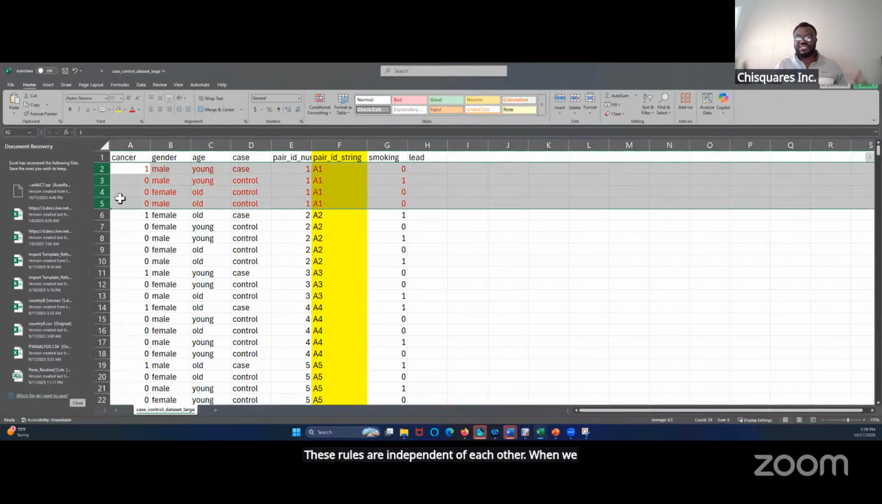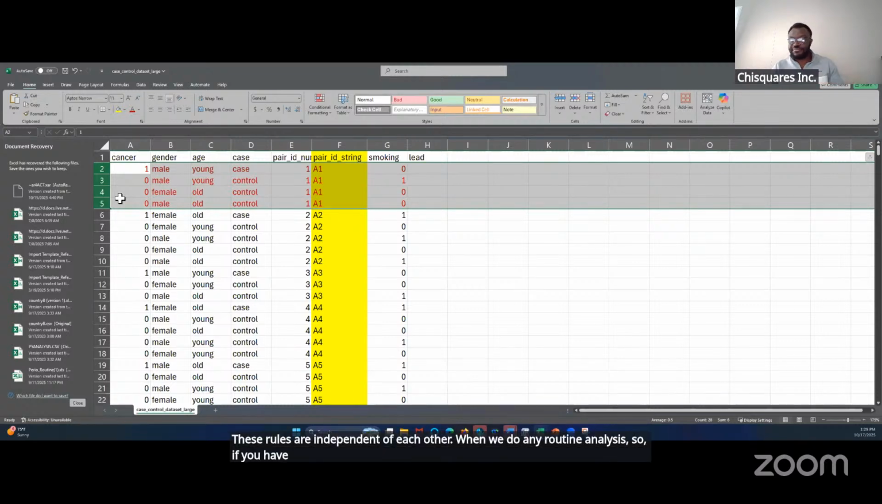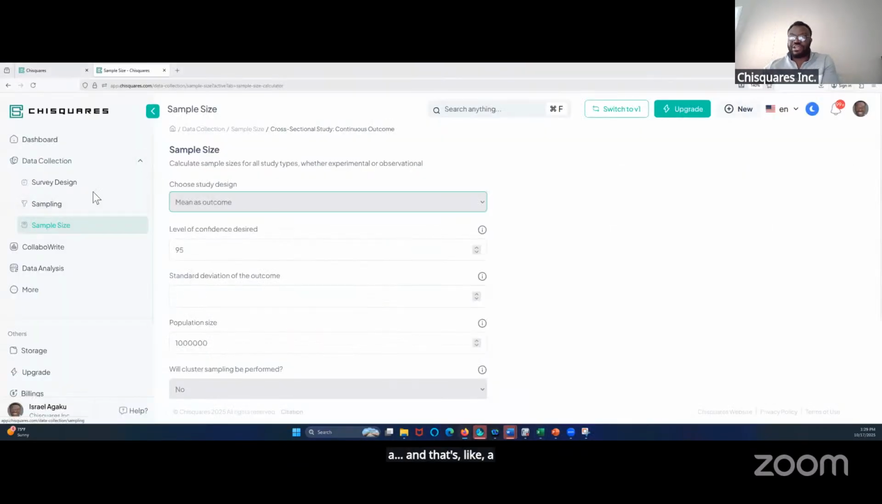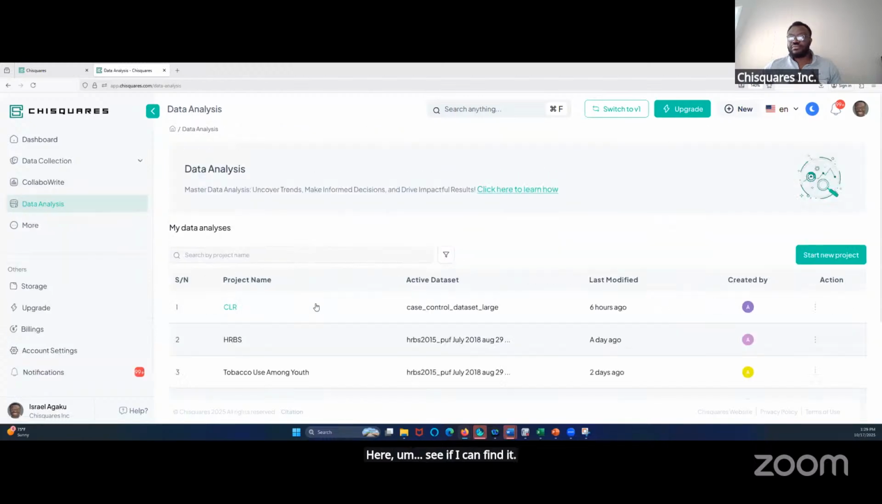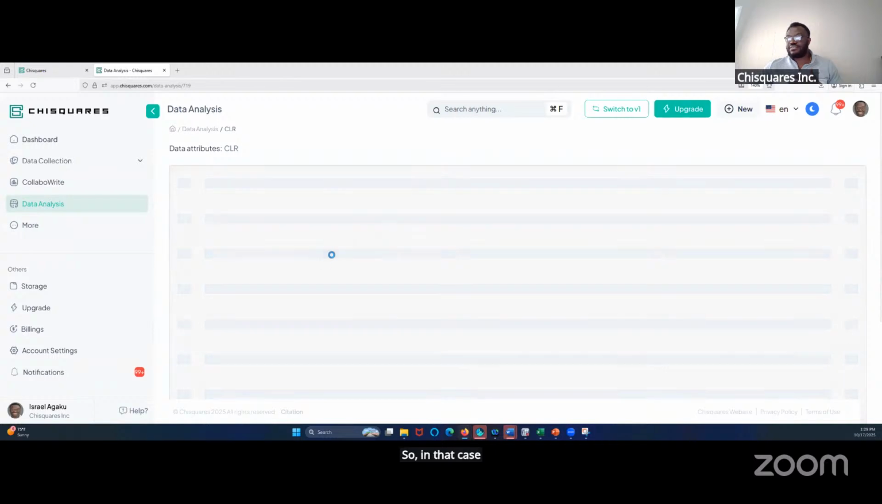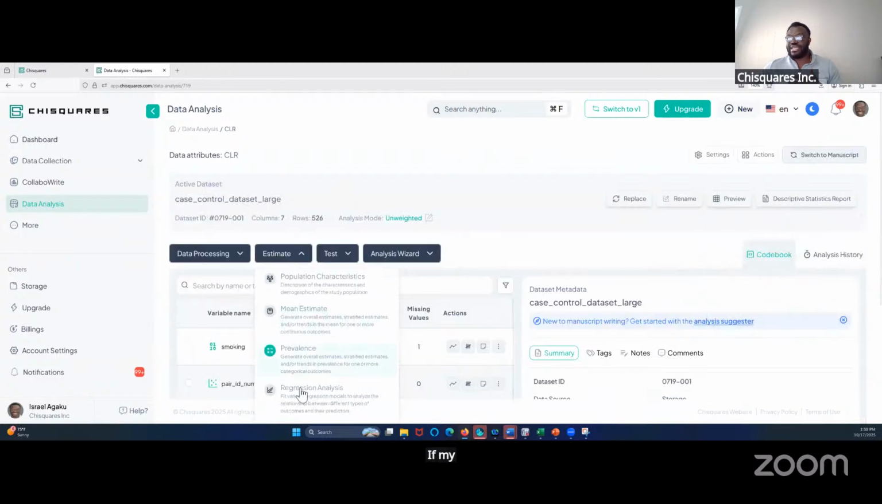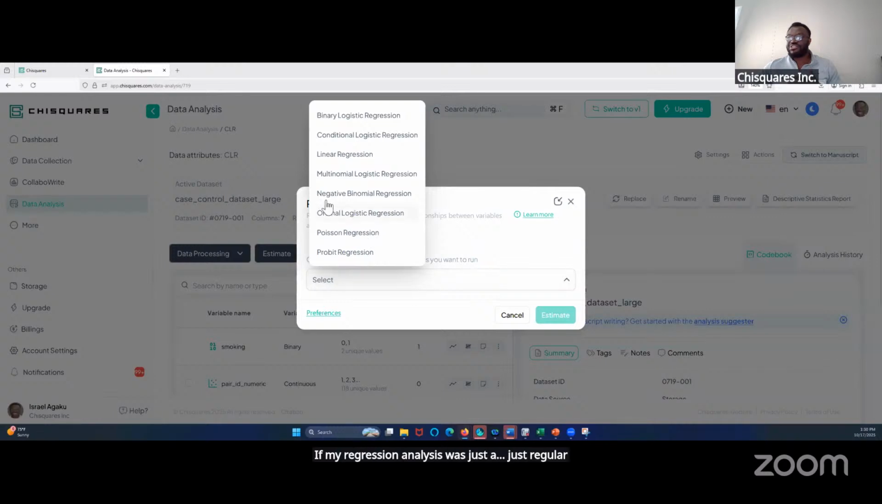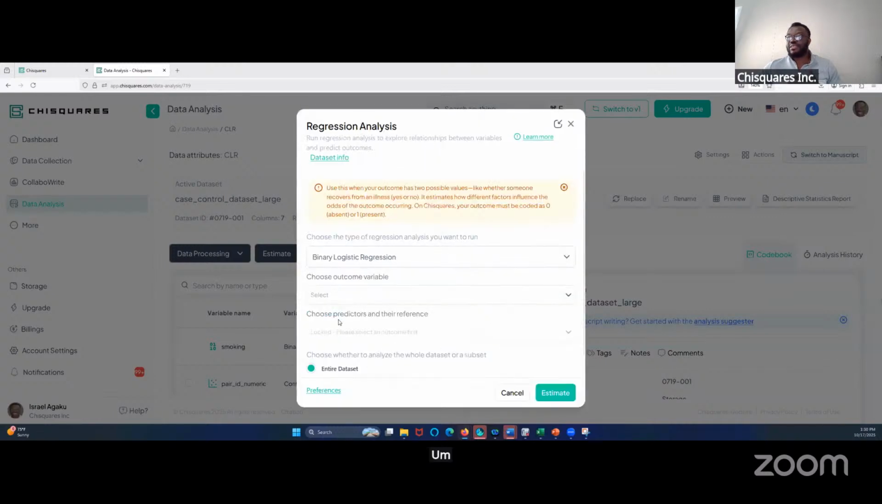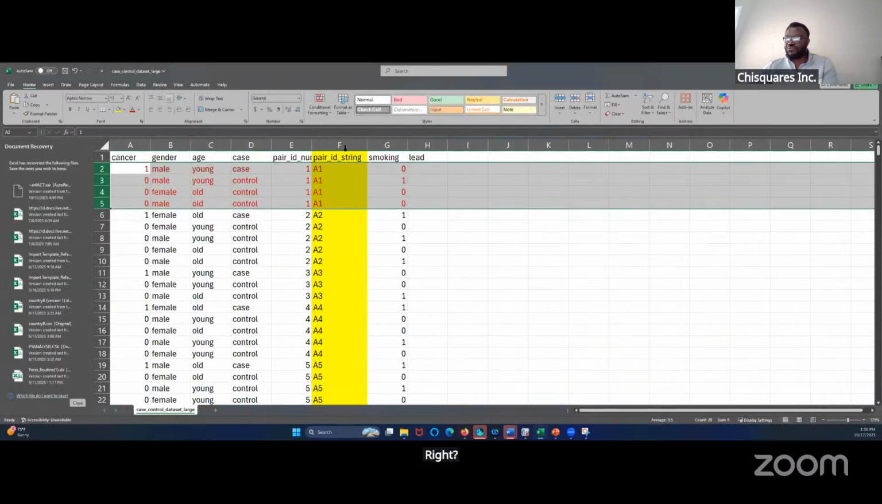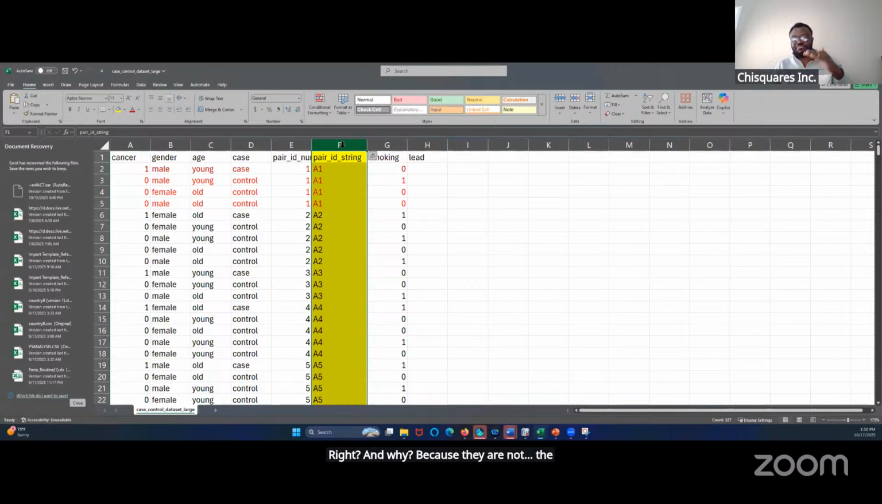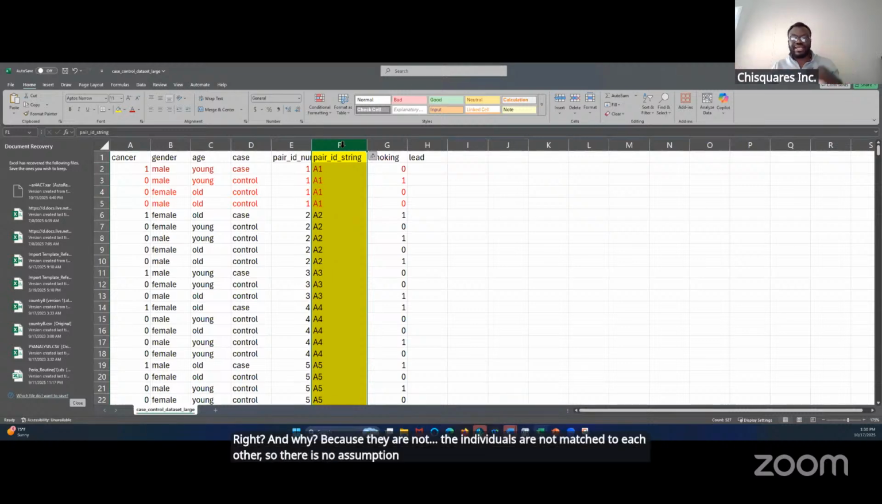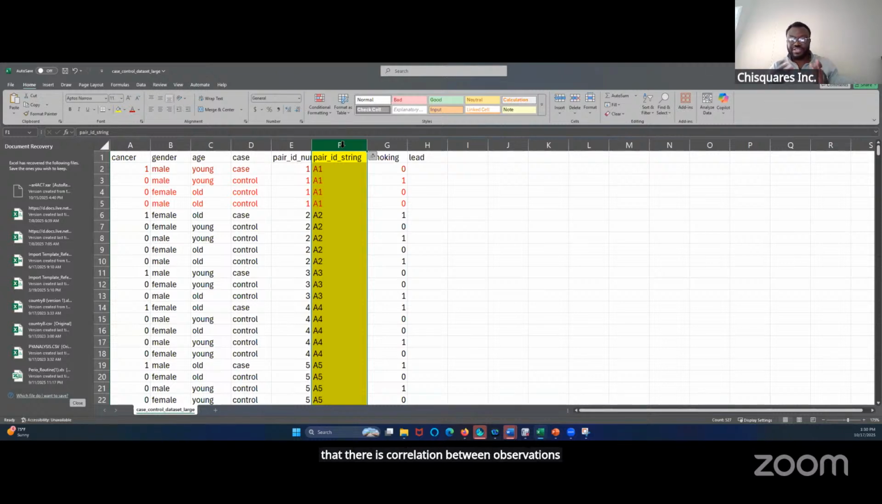When we do any routine analysis, like a standard logistic regression, let's go to standard logistic regression here. In that case, if my regression analysis was just regular logistic regression, there's no variable for me to select matching ID. Why? Because the individuals are not matched to each other, so there's no assumption that there is correlation between the observations. So yes, you're absolutely right.